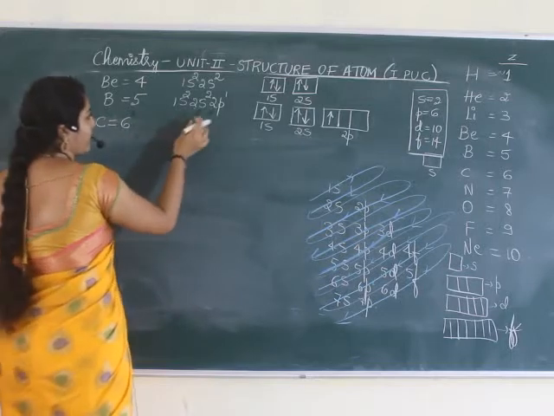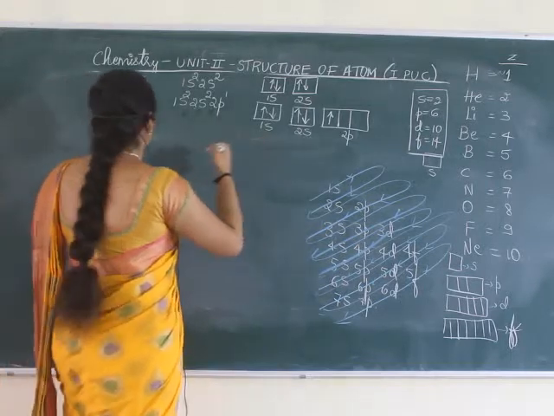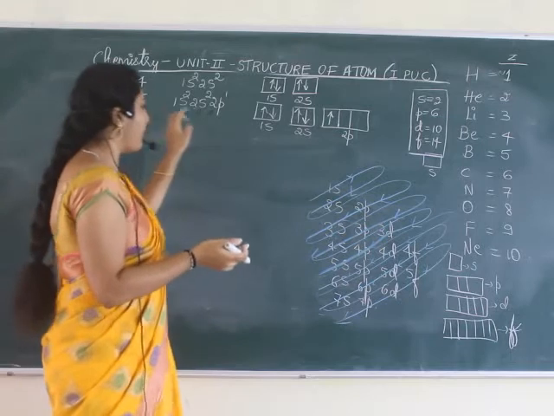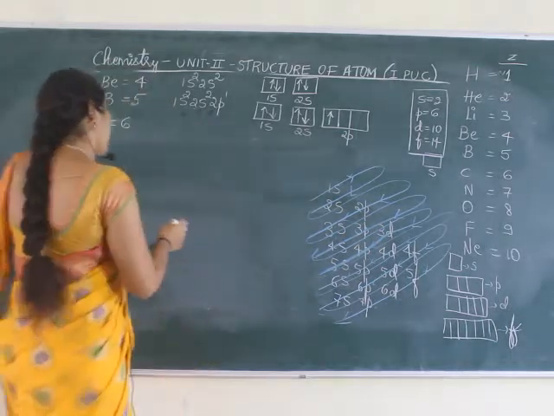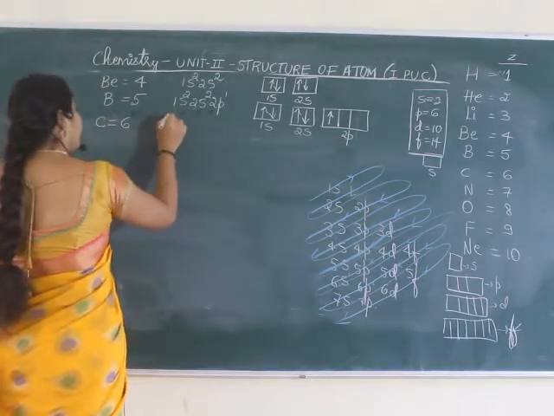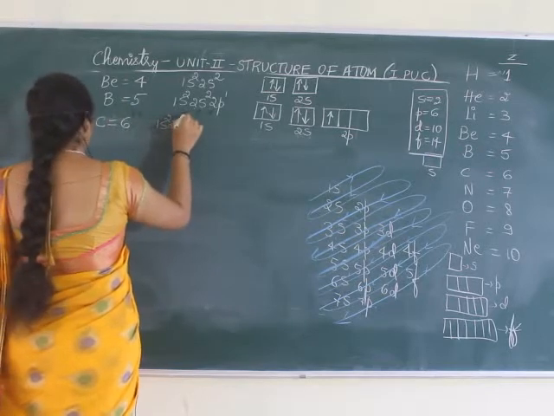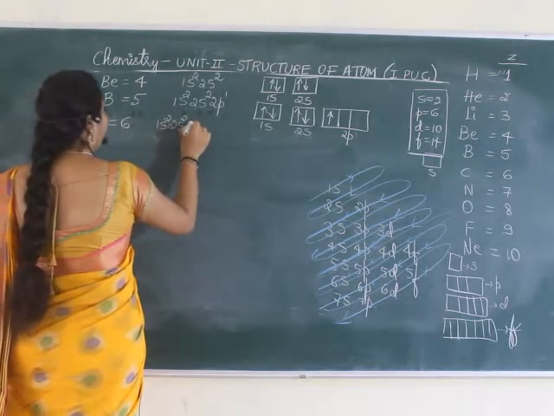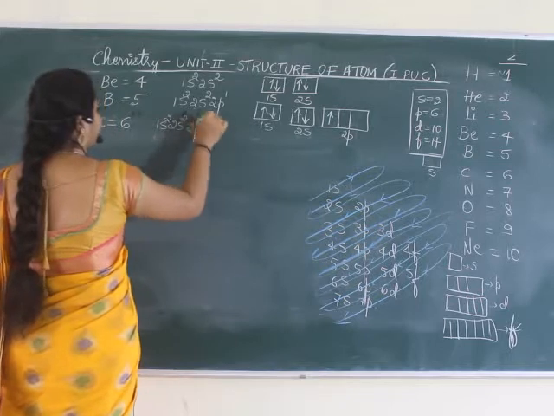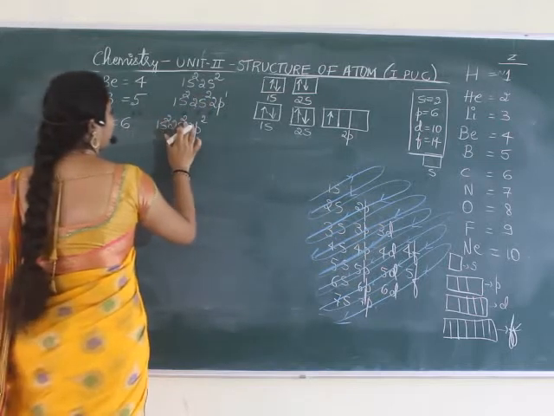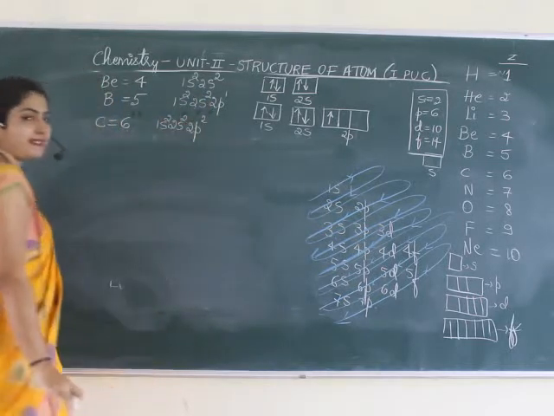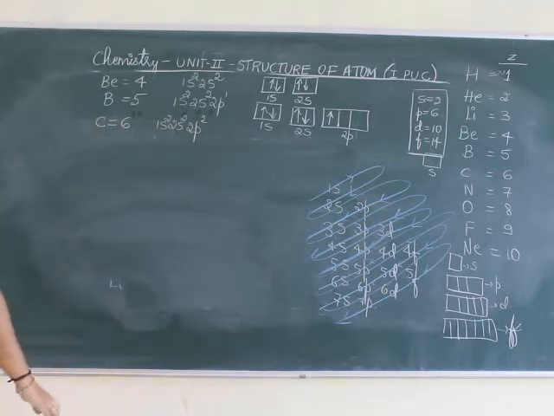Carbon is 6. What is the electronic configuration? One more extra electron. This was 5. One more has to be added. Where will it be added? To the p orbital itself. So 1s2, 2s2, 2p2. 2 plus 2, 4, 4 plus 2, 6. 6 electrons fill in this order.